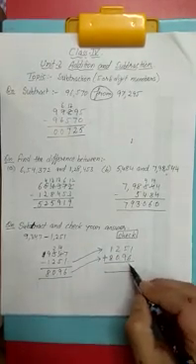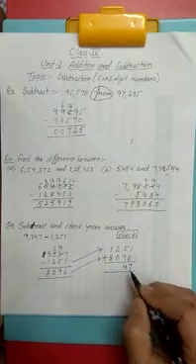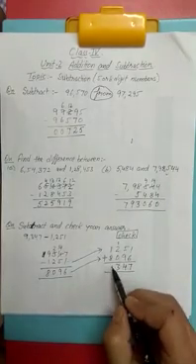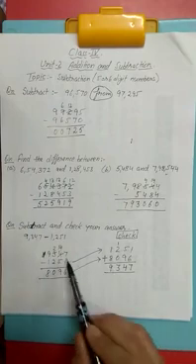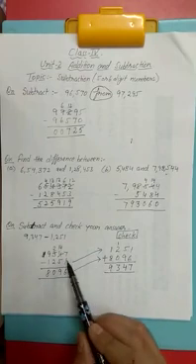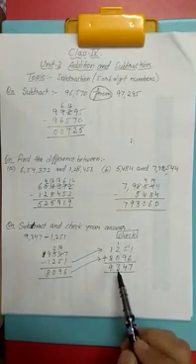6 plus 1 is 7. 9 plus 5 is 14. Carry over 1. 2 plus 1 is 3. And 8 plus 1 is 9. Now check whether these two numbers are equal. If they are equal, then our answer is correct. So in this way you can check the answer.